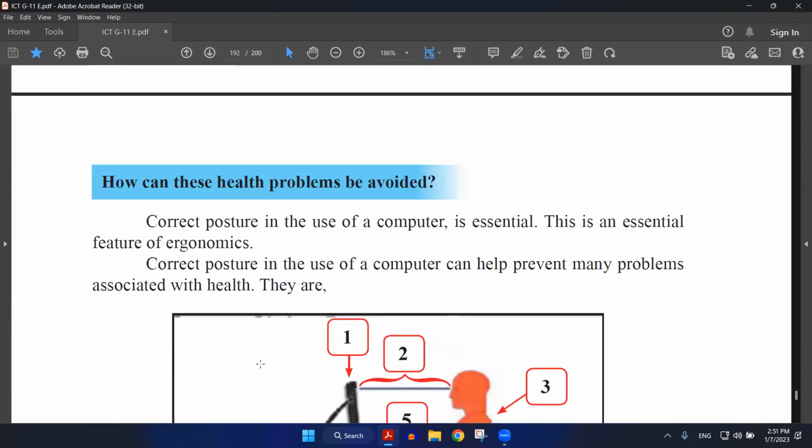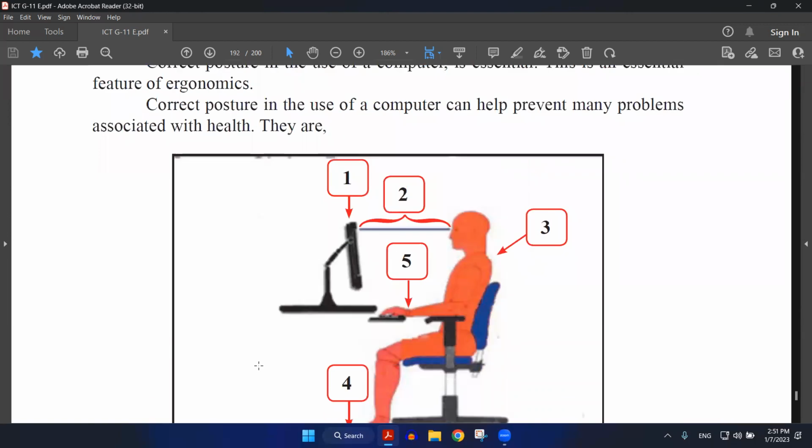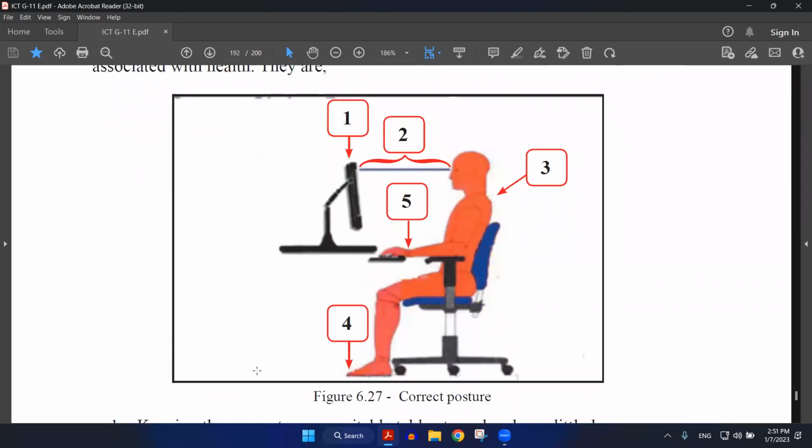Okay, so this one shows you what should be the correct posture when you are using a computer. So, as I told you, this is the backrest. It should be there to support and avoid musculoskeletal problems. And this is what I call the armrest, right? And your feet should be touching the floor.